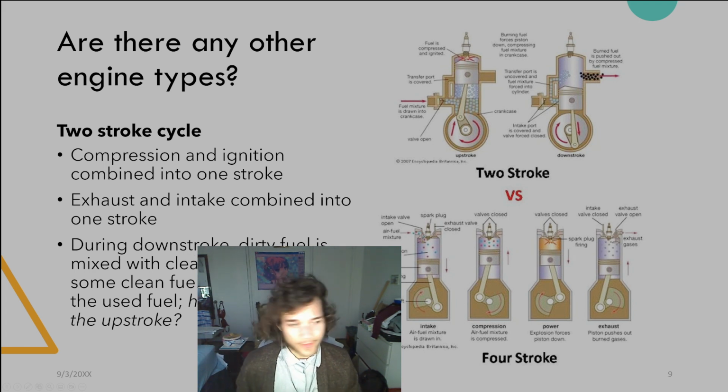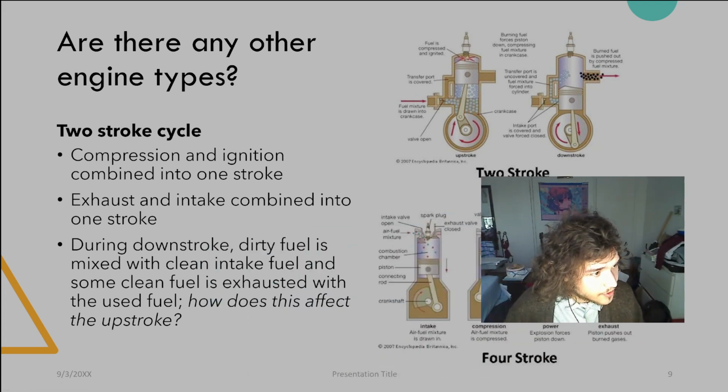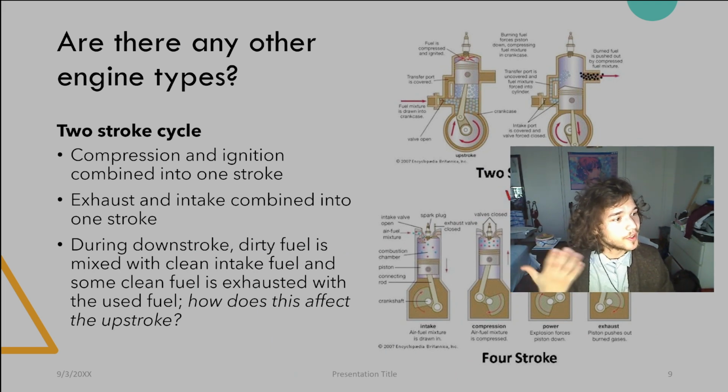So since this fuel is mixed together when it's exploding, how does that affect the upstroke? Let me show you this. How does this affect the upstroke? How does that make the fuel burn worse? Why is that less efficient?